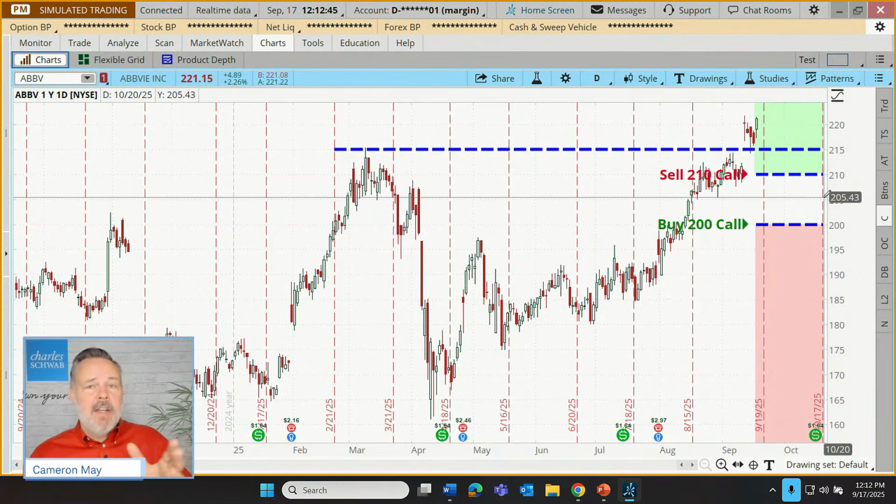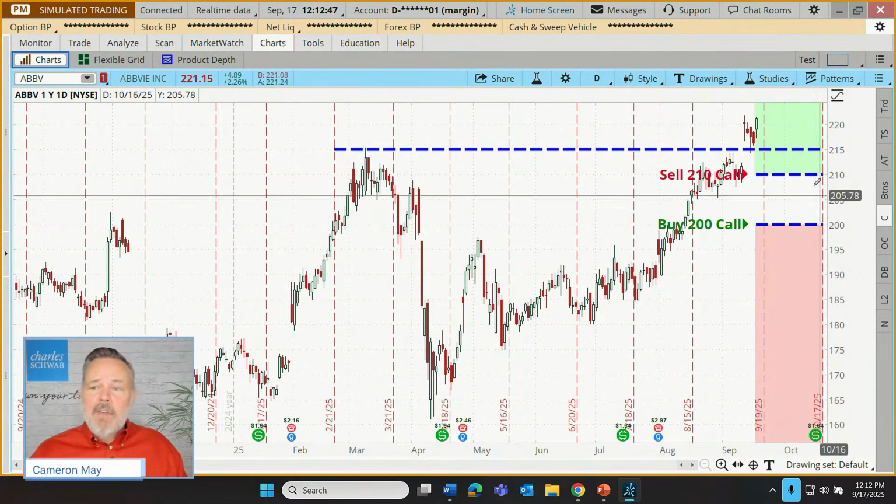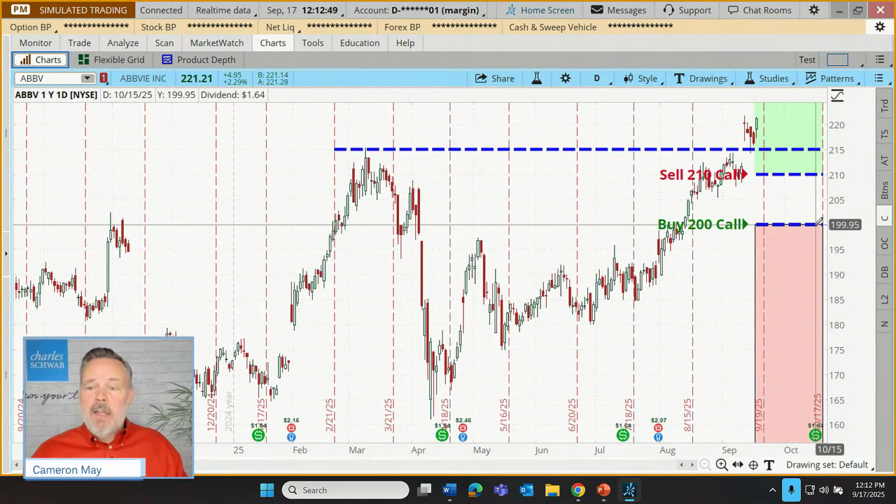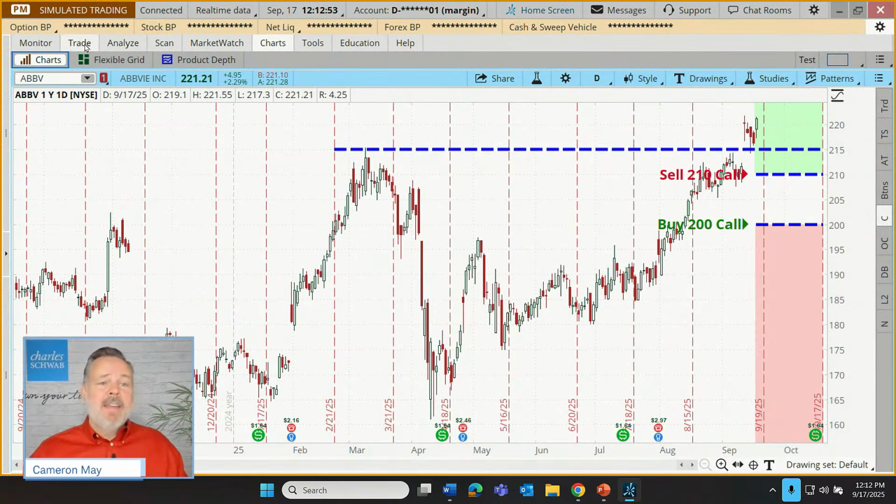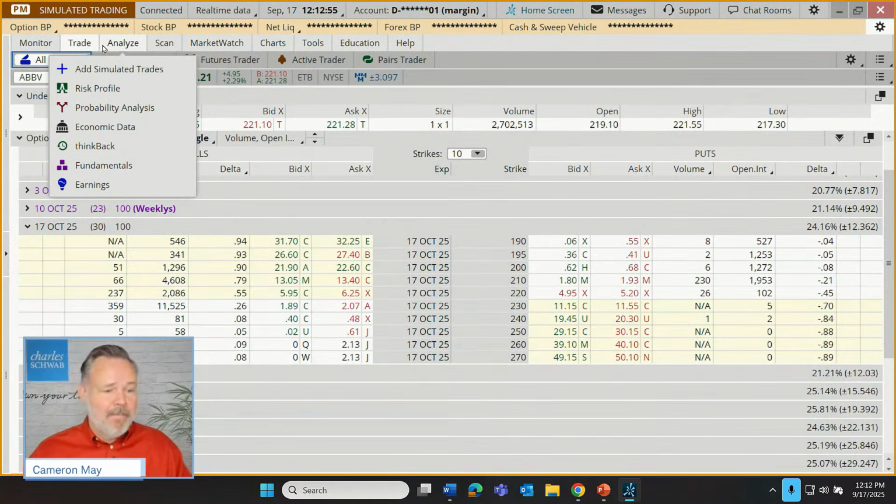If they allow this contract to go all the way to expiration, if it's below 210 but above 200, they're going to wind up just owning shares. So there's about a 10% probability of that. So that's very interesting. And this is a tool that can help to lay out those probabilities.